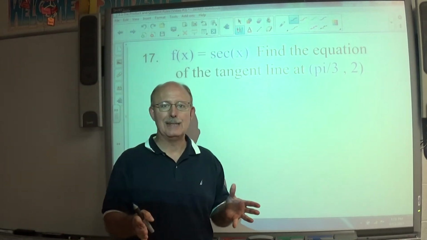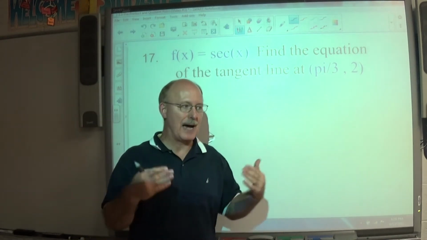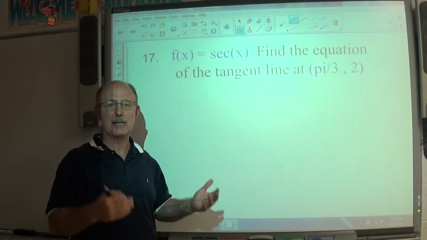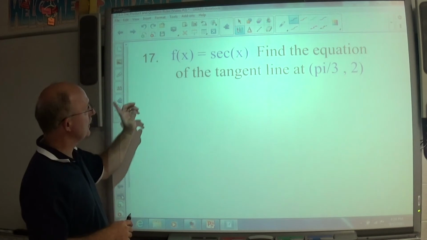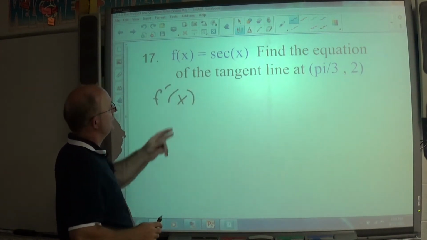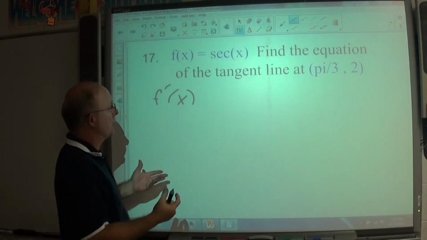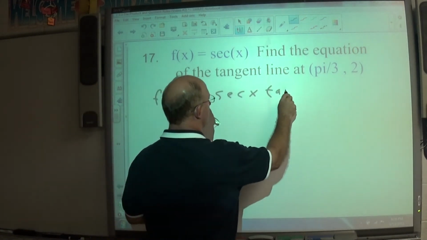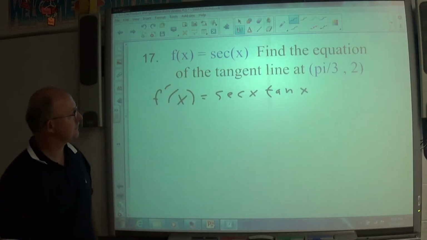We need the slope. Now, the derivative is slope. So we're going to find the derivative, and then all we have to do is substitute pi over 3 in, and that will give us our slope. So to get started, let's find the derivative here first. Now this is f of x equals secant x. If you remember, the derivative of secant x is secant tangent. All right, so that's our derivative.